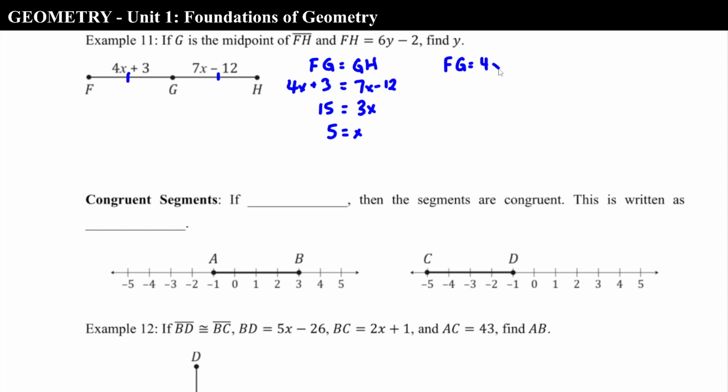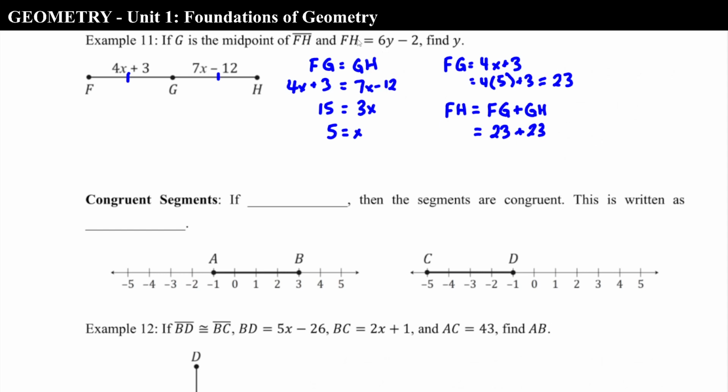FG is 4x plus 3. Okay, so we're finding the length of this half of it. Well, 4 times 5 gives us 20, plus 3 gives us 23. Now, we know that FH, from the segment addition postulate, FH equals FG plus GH. And we know FG and GH are the same, so they're both 23. So let's go ahead and put those parts there.